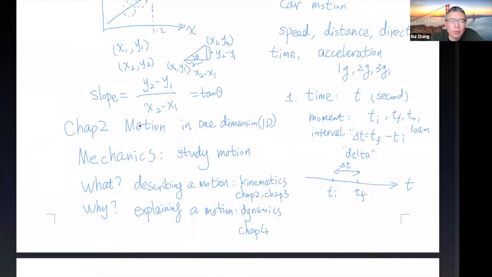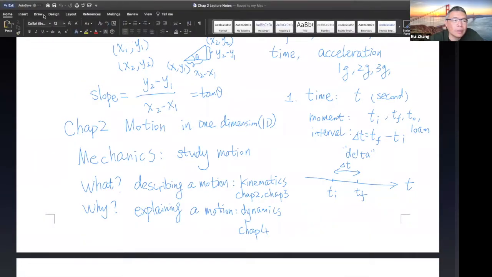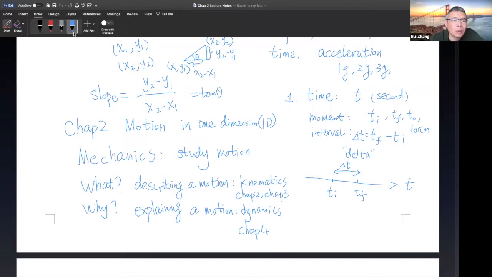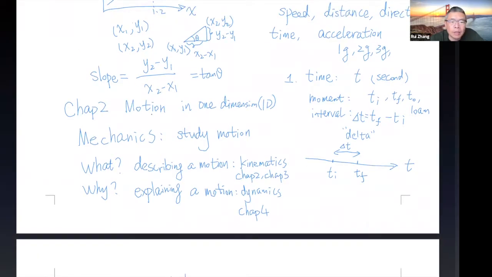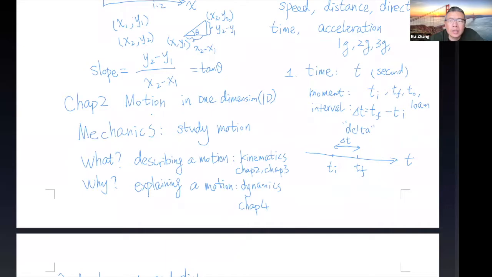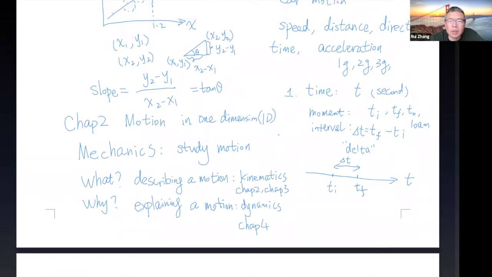And we're doing chapter 2, motion in one dimension. Let me switch this to draw. So motion in one dimension, okay? In this chapter, we focus on the topic of kinematics, which is how to describe a motion. In later chapters, we'll do dynamics, meaning explaining a motion, okay?